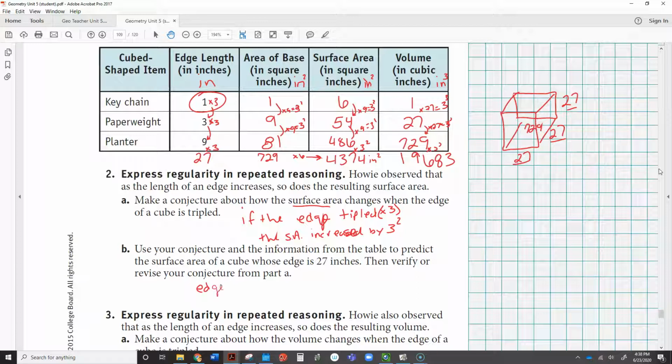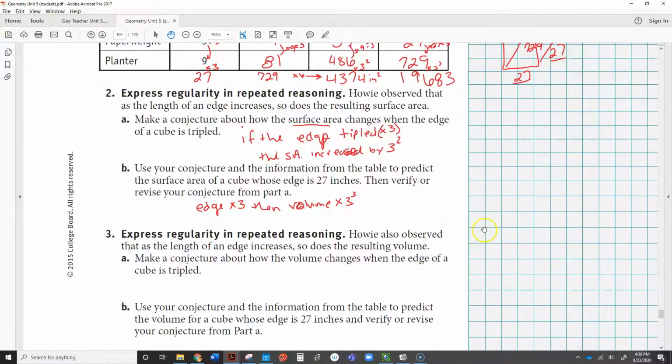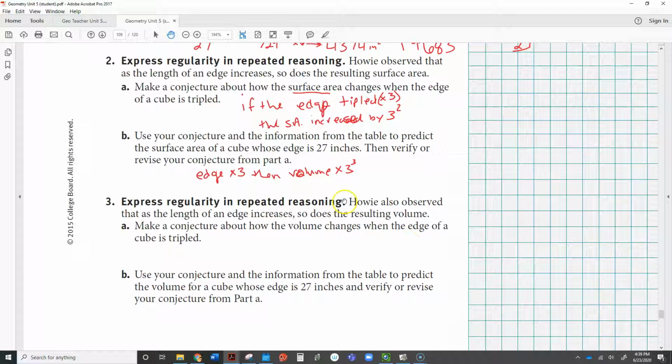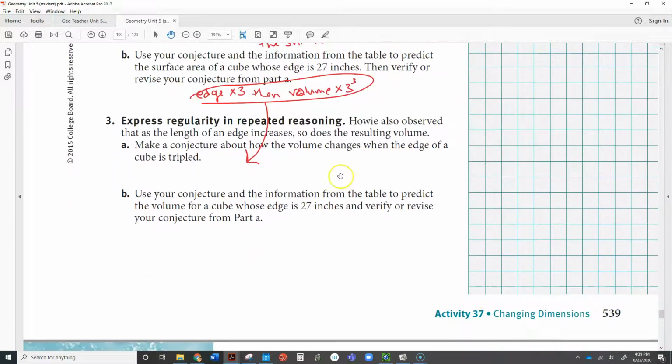So verify it. So yes, if the edge tripled, then volume will be times 3 cubed. That's how the volume will increase. Okay, so he also observed that as the length of the edge increases, oh, we did that one already. Oh, this is the answer to this right here. Okay, so we did all 3 of those.